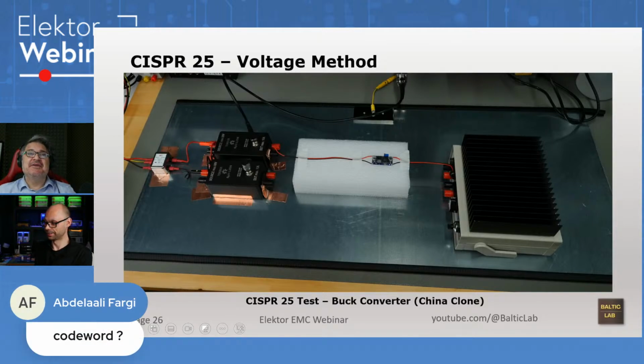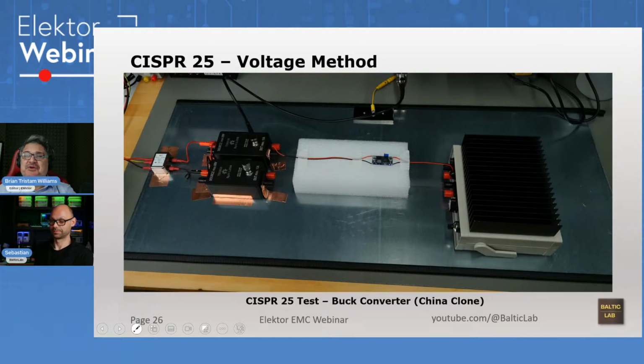Abdelali wants to know the code word. It's EMC, Electromagnetic Compliance or Compatibility. Sebastian uses them interchangeably.